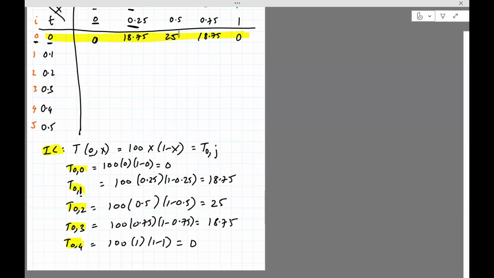Now, given that, there's more work we can do without actually solving the equations, which is we're given another condition, which is the boundary condition. Let's see what we can use that in order to fill this table.